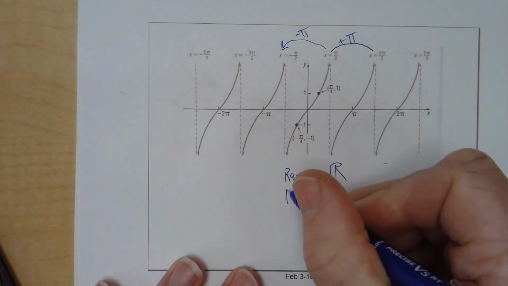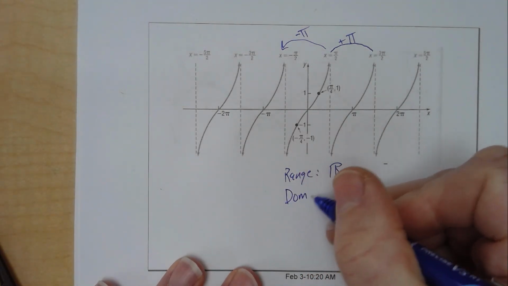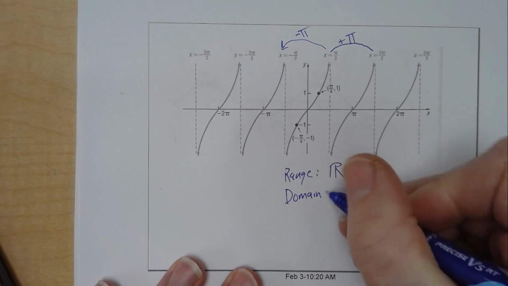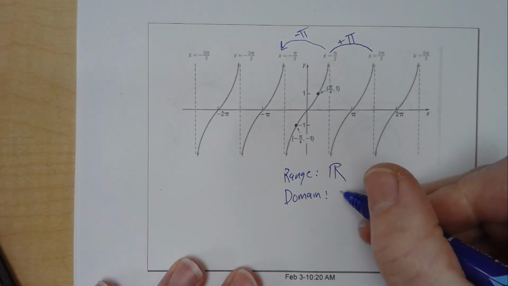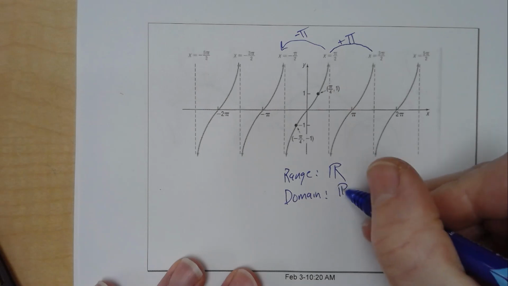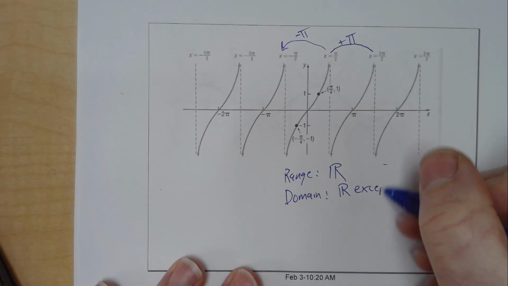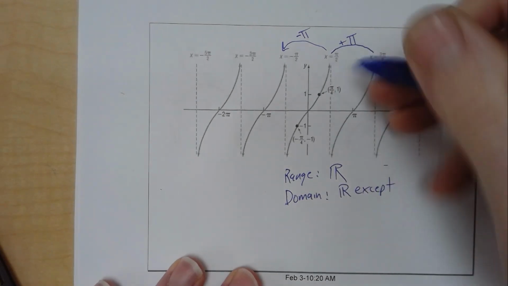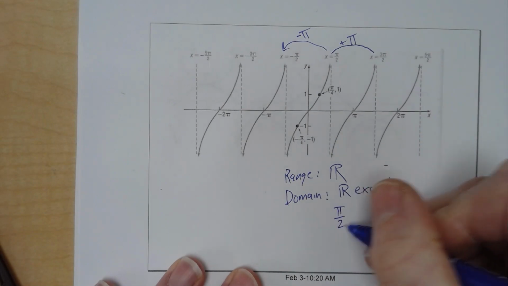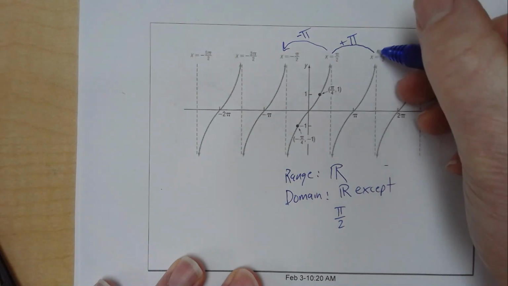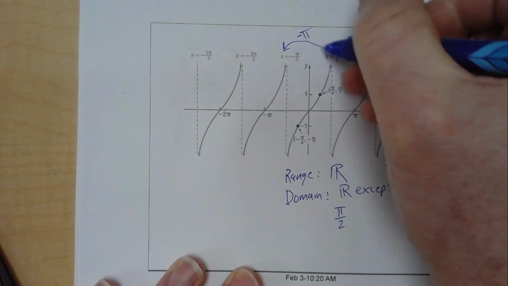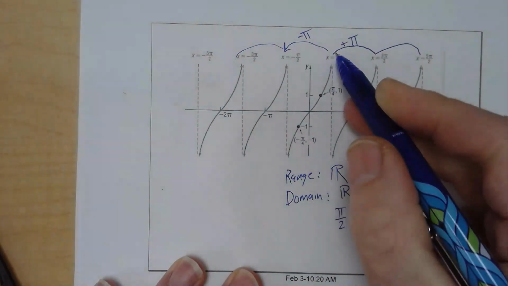But the domain is messed up. The domain blows up. And the domain of this would be all reals except here, which is pi over 2. And then you could go forward pi and back pi. And you could go forward 2 pi, or you could go back 2 pi from here.